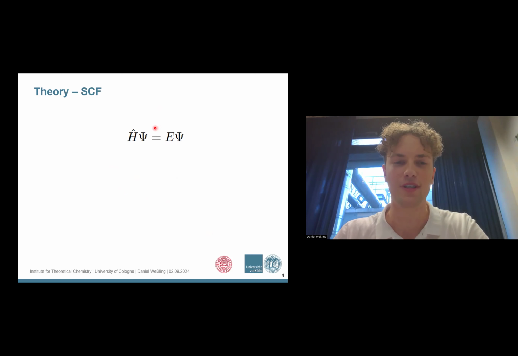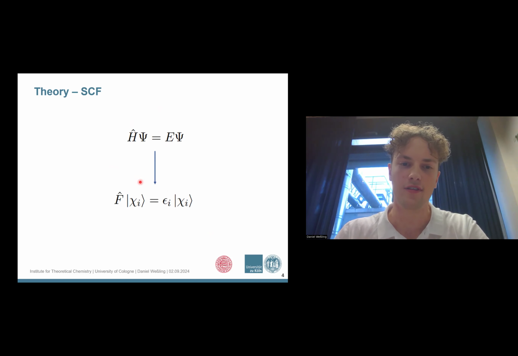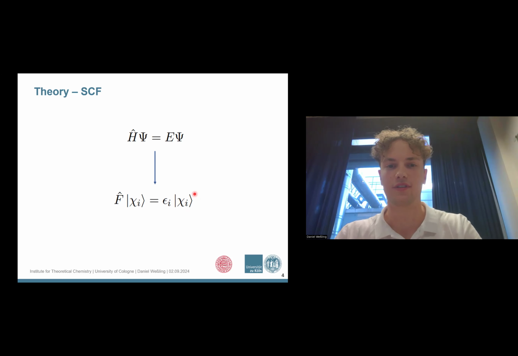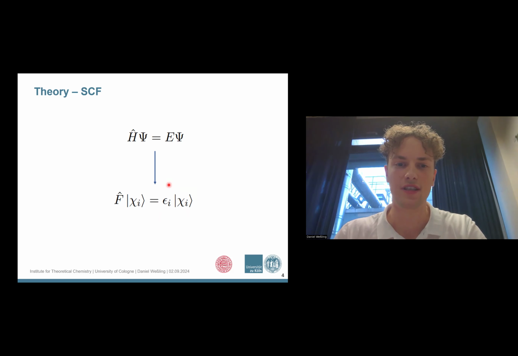Of course, we are in quantum chemistry. So we start off with the Schrödinger equation. And then we are now in the Hartree-Fock theory for SCF. Of course, it can also be used for DFT, but I'm going to mainly talk about Hartree-Fock because that is what I benchmarked.